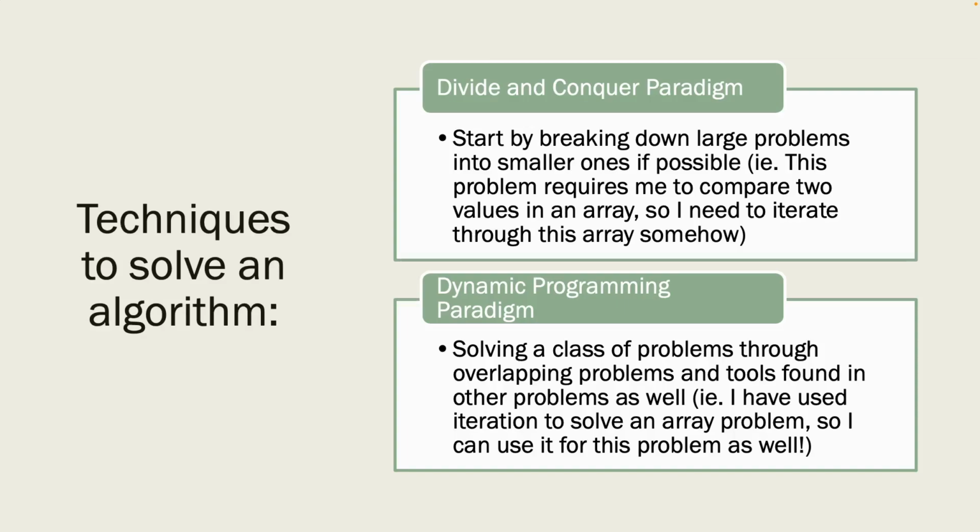These two paradigms, divide and conquer and dynamic programming, are probably some of the most important ones. Divide and conquer is the concept where you break down your large problems into smaller ones. And dynamic programming is where you solve a class of problems through overlapping problems. So if you've already made a conversion from binary to integer before, you could reuse that in another problem. Like if you made an add binary, you could use that in subtract binary.